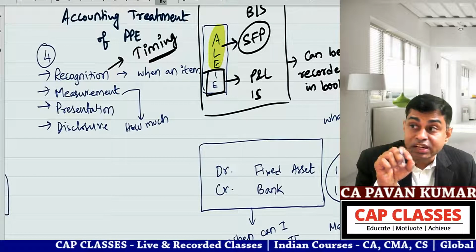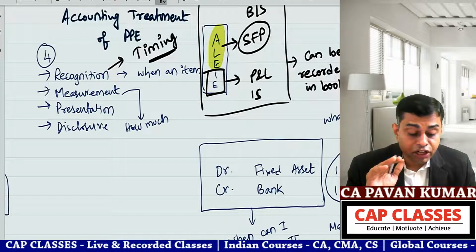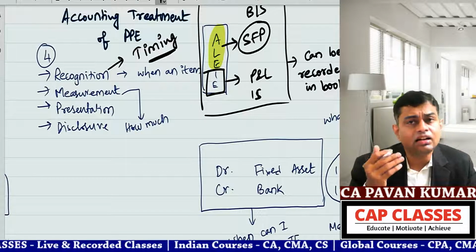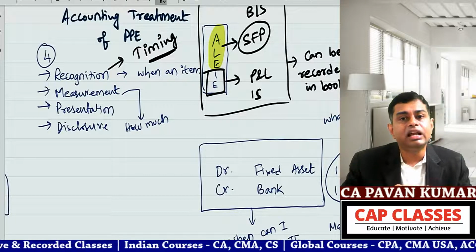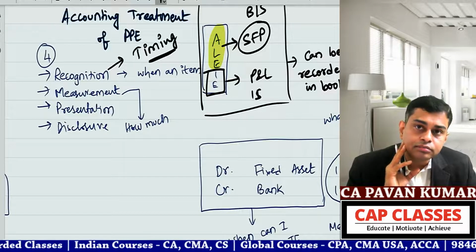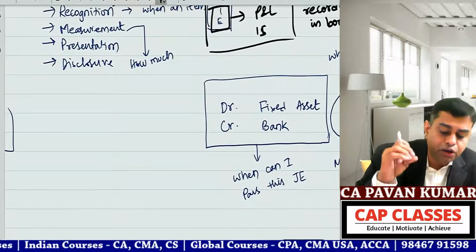Where will you present this item in the financial statement? Is it on the asset side or is it on the liability side, or can you net off asset and liability? How to show this? I'll give you one simple small example so that you understand it.